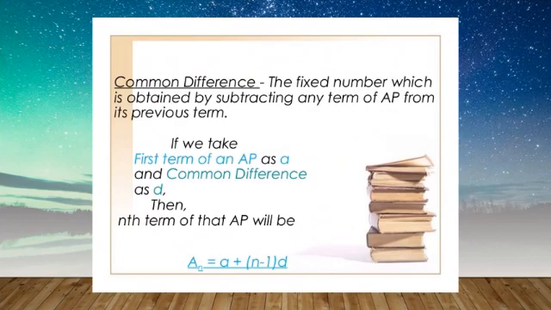Okay, so how do we define common difference? The fixed term which is obtained by subtracting any term of an AP from its previous term gives us the common difference. That is, if we subtract the first term from the second term, or the second term from the third term, we get the common difference d. And the general formula for the AP would be a_n equals a plus (n minus 1) into d. This is the formula that we'll be using in most of the questions.